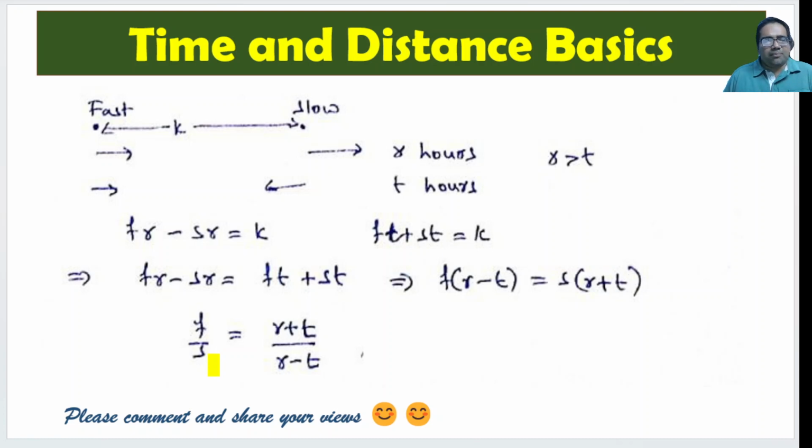It's a simple problem. We just need to be able to formulate these two equations. That's it. That is the only trick here.